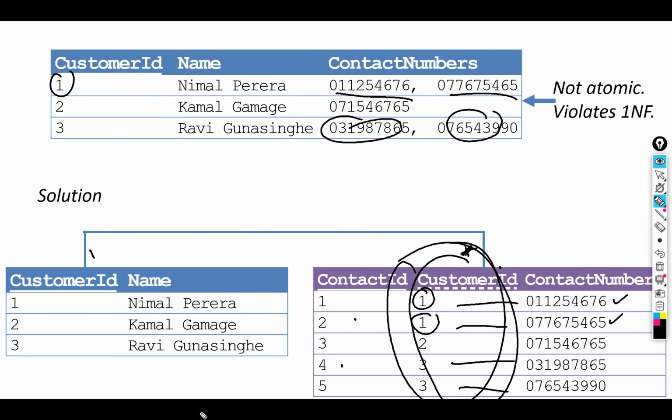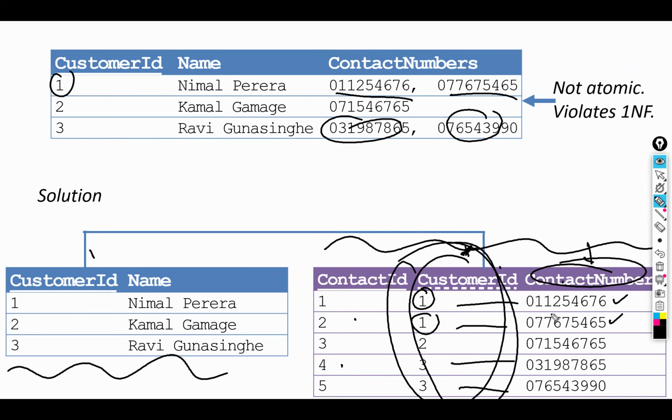So now it's first normal form, because in this table every field is atomic, and in this table also every field is atomic. Now you don't have multiple values for contact number. Rather, it will be multiple records. Is it clear? So the problem, the solution.